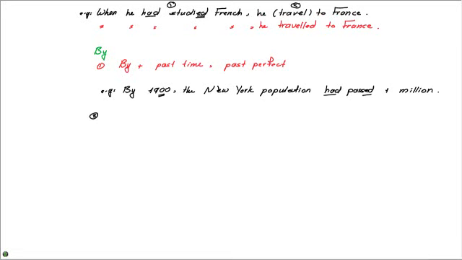Now by the time. By the time should always be preceded by a limited time, a limited past time, or a limited past action. Usually by the time, when we have past simple, then we use past perfect. Usually we should have a limited time, so we usually use past simple, then past perfect.